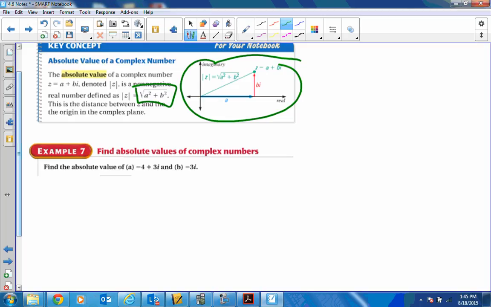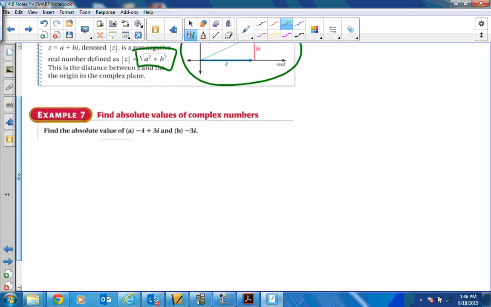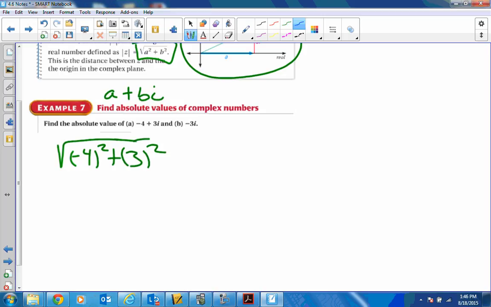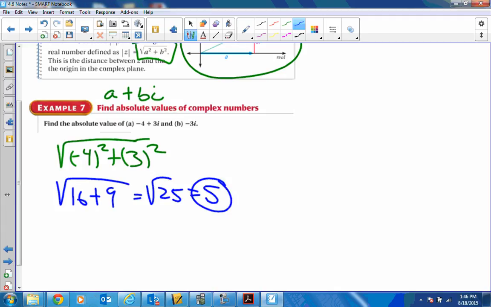Or a test. So what you want to do is the square root of a squared plus b squared. Remember, the form is a plus bi. They just want the term in front of the i, they don't want the i with it. So for negative 4 plus 3i, a is negative 4, so negative 4 squared, plus b is 3. It's not 3i, it's just b. So 3 squared. Then you have 16 plus 9 is 25, which is 5. So the absolute value of that would be 5.